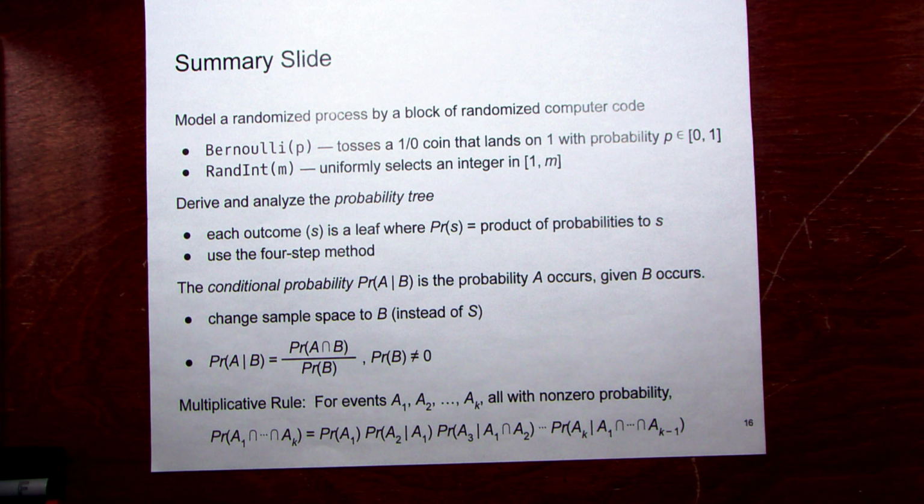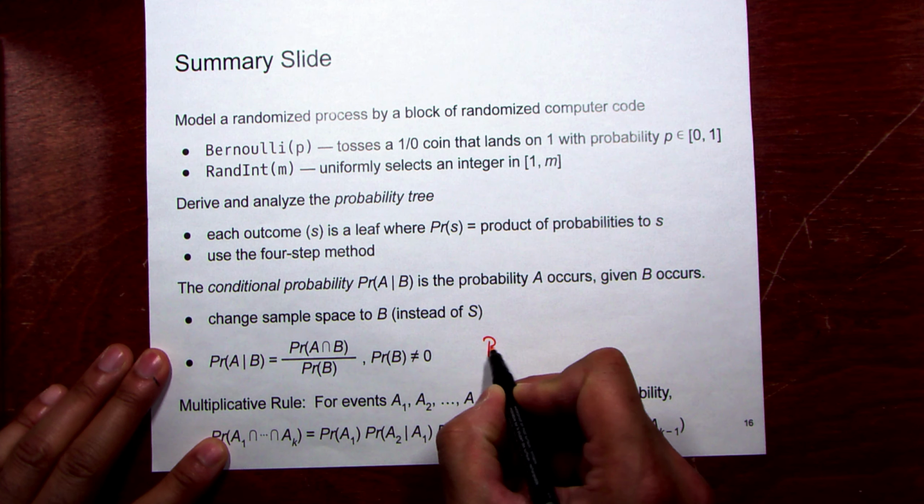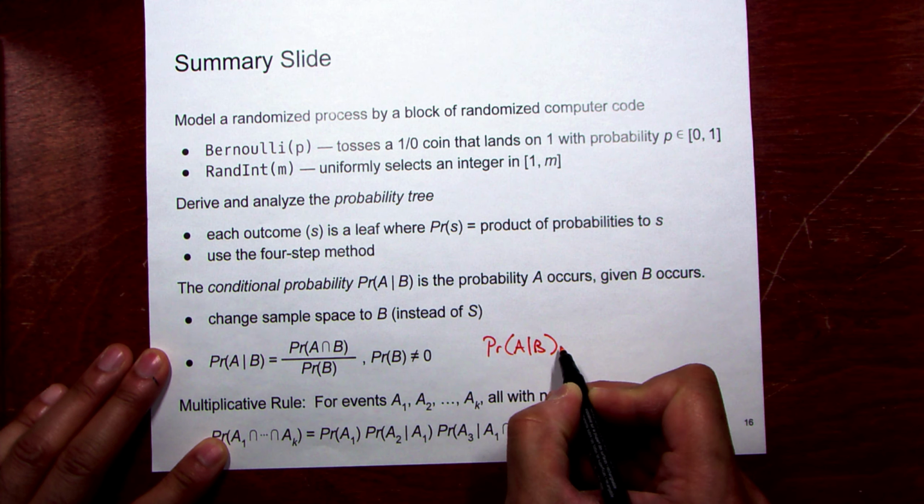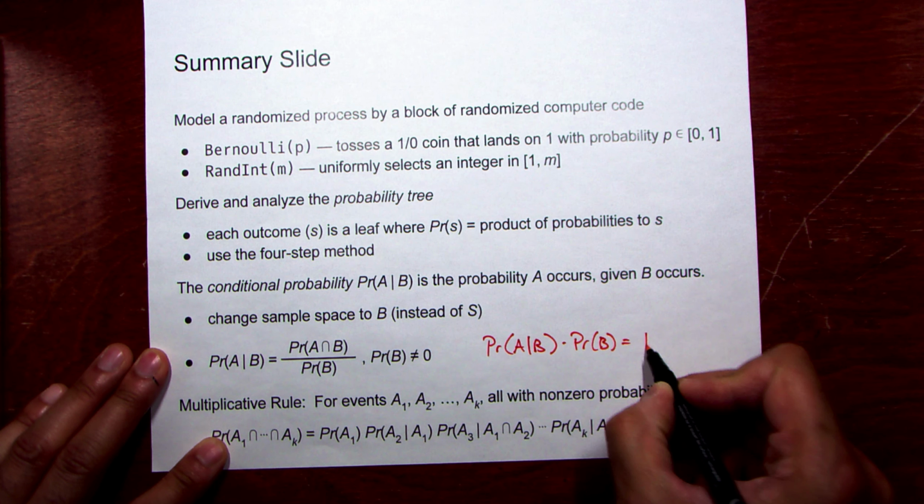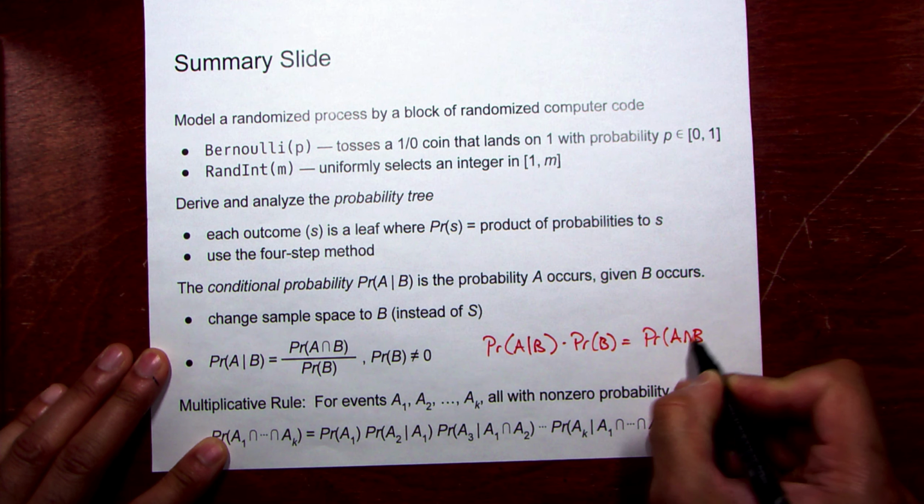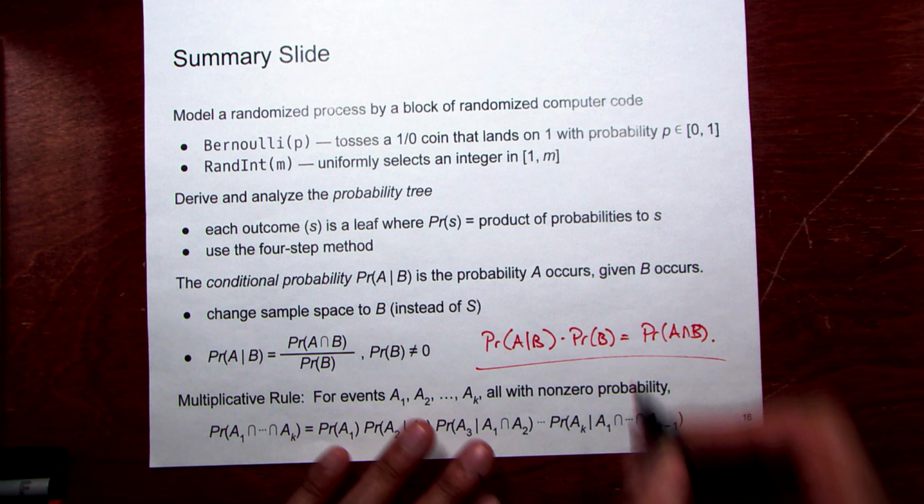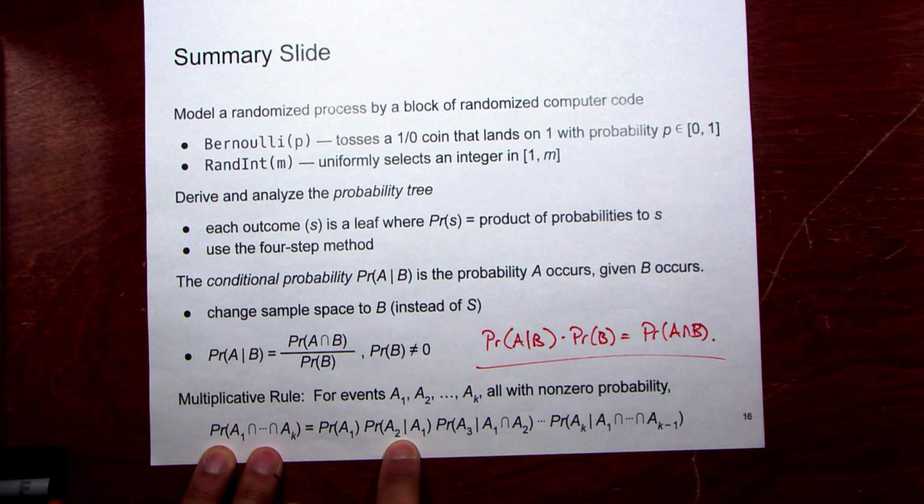Interestingly, if you decided to cross-multiply this, you would end up getting the probability of A given B times the probability of B equals the probability of A intersect B. And this is actually the multiplicative rule down here, but just for two sets.